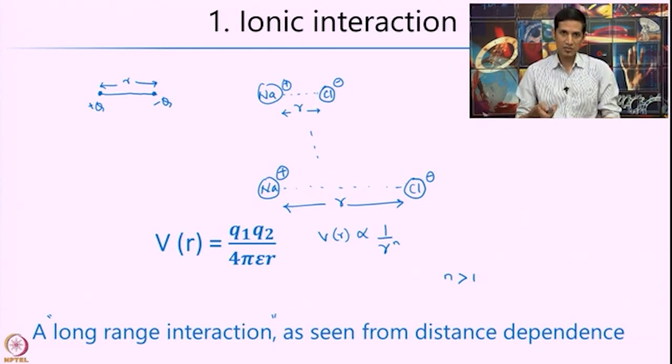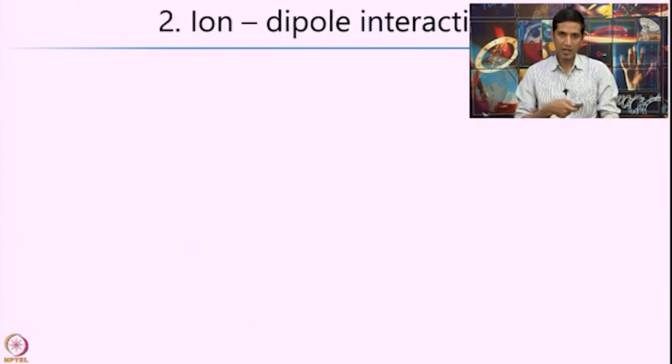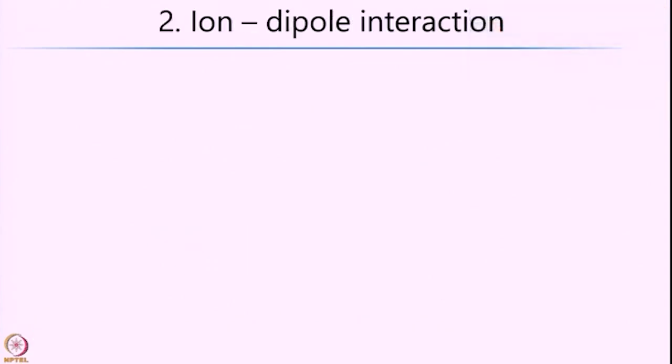Alright, now let's go ahead and look at an ion-dipole interaction. For this, we shall again consider a point dipole. So I'm going to make a dipole here, and I shall put a charge here, that's the ion.